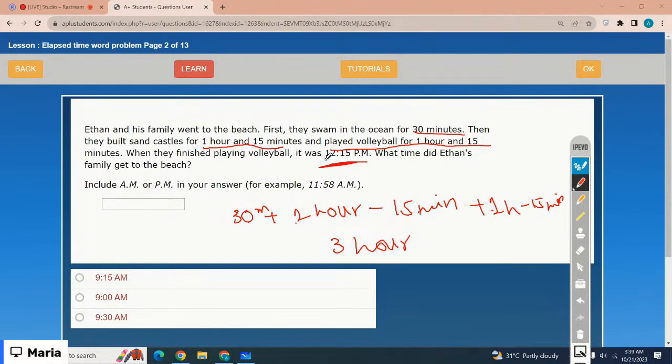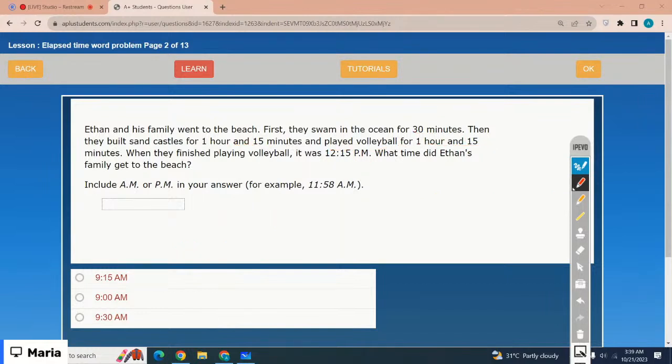So when they left the beach, that is 12:15 p.m. So what time did they get to the beach? Go back 3 hours, right? That would be 9:15 a.m. So the correct option is 9:15, right?